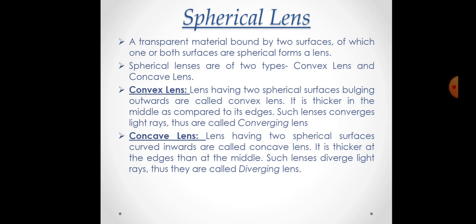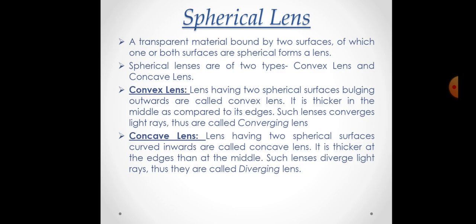In case of concave lens, you will find that it is thick at the edges and it is thin at the middle. Such lenses diverge light rays, thus they are called diverging lens. Concave lens are also called diverging lens. You have to remember this, that convex lens are converging and concave lens are diverging.